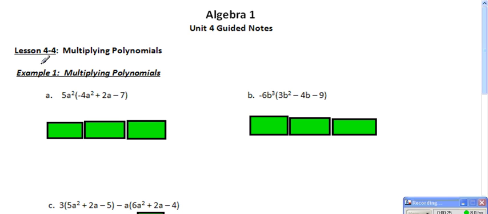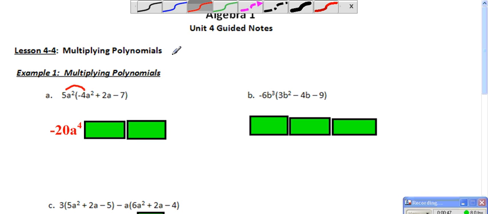In example A, you have 5a to the second. Okay, 5a to the second is what is being distributed. Your exponent rules apply. Your 5a to the second times negative 4a to the second. When you multiply that together, you wind up with negative 20a to the fourth.